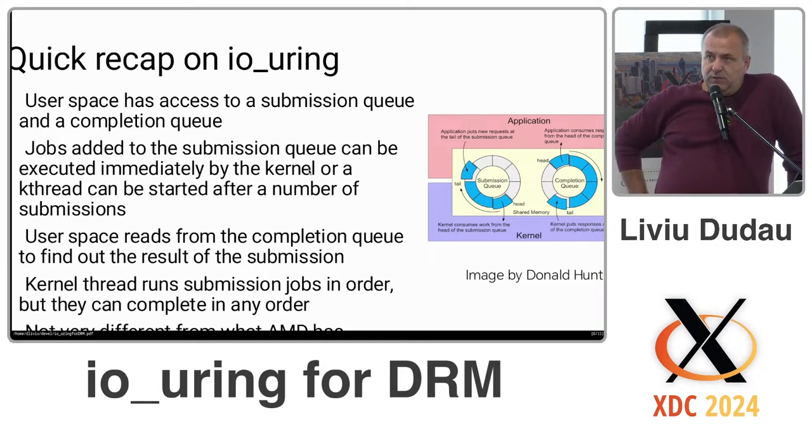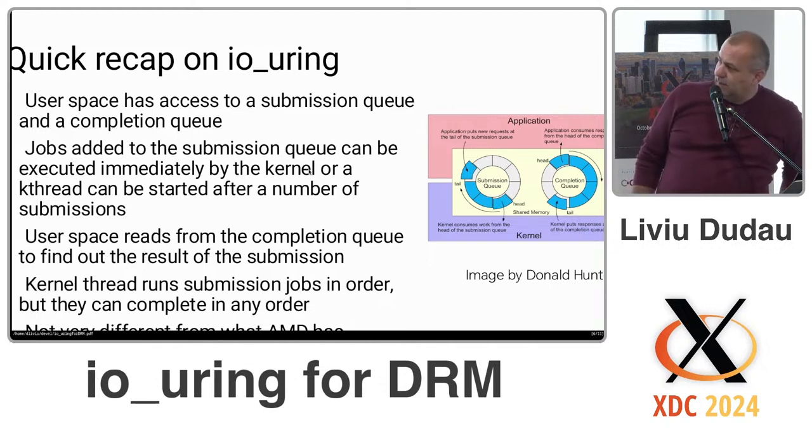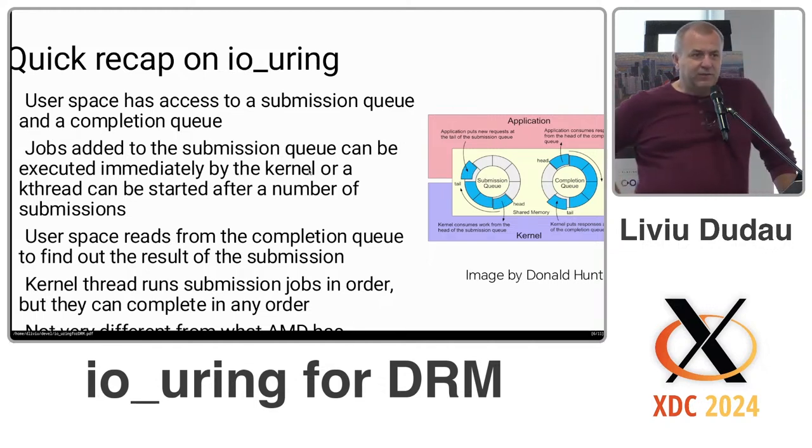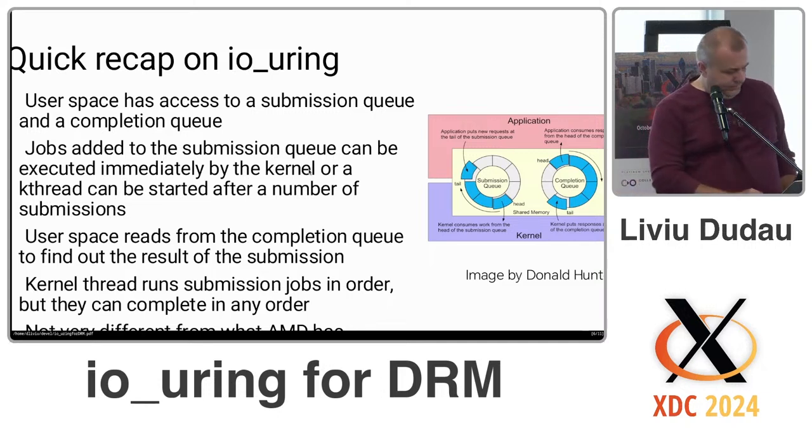Userspace basically reads the completion results and flushes out the jobs that finished. But basically what the bottom thing says is not very different from what AMD proposed in their RFC a couple of years ago for user mode submission. They had the completion queue, they had the submission queue, so it's not a new idea.